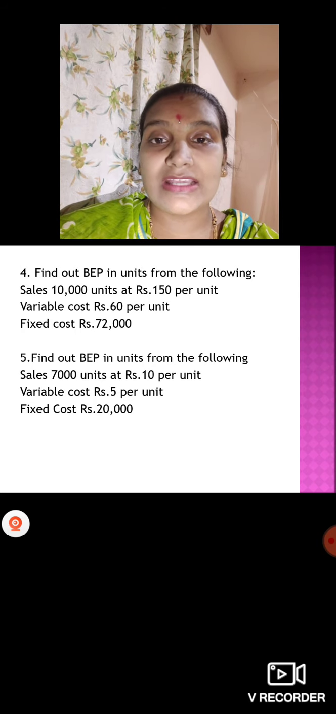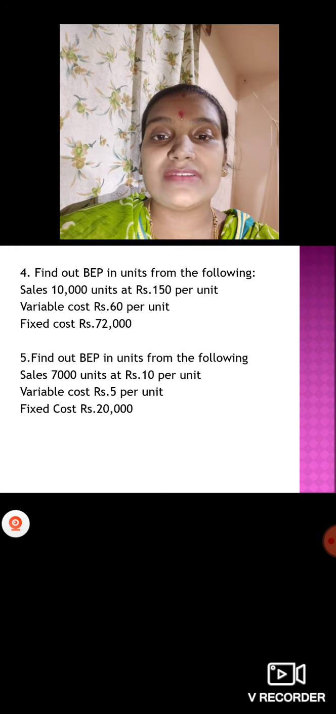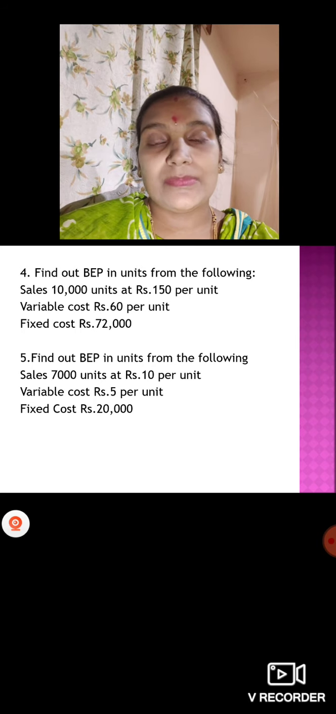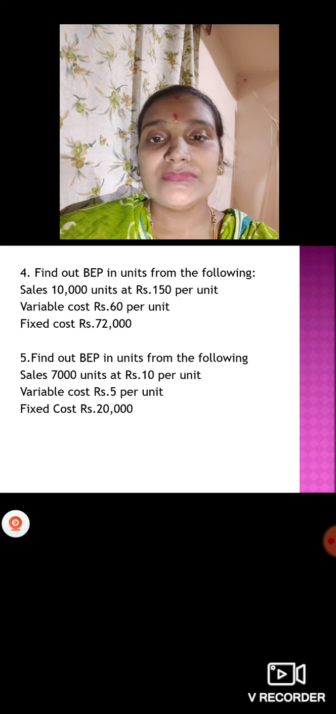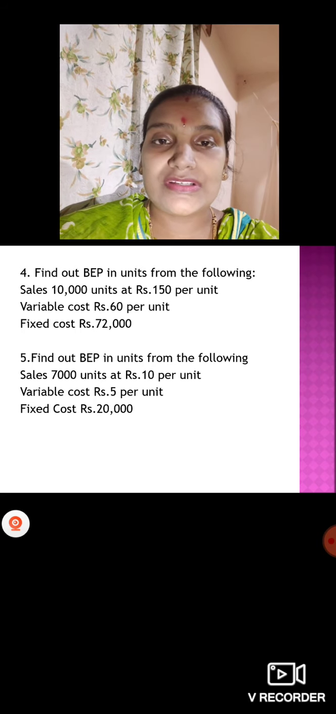Sales we have 7,000 units at rupees 10 per unit and variable cost rupees 5 per unit. Then fixed cost you have 20,000. Same as the previous sums, the second and third problems. Similarly, solve it, then let me know the answer of it.